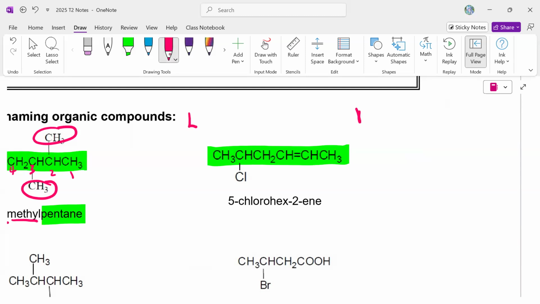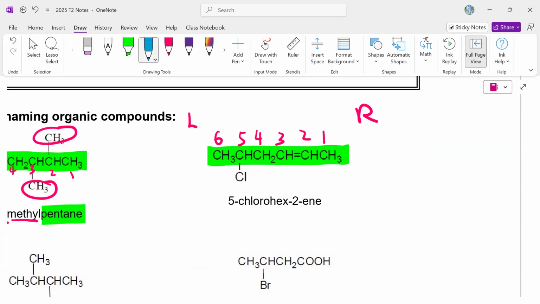So left and right, I should number from right to left and not left to right, because when I number right to left, it becomes 1, 2, 3, 4, 5, 6. The alkene is now at 2. But if I number left to right, 1, 2, 3, 4, 5, 6, the alkene is at 4. So I can't give the alkene 4. I must give it the smallest number. So I will take the red one.